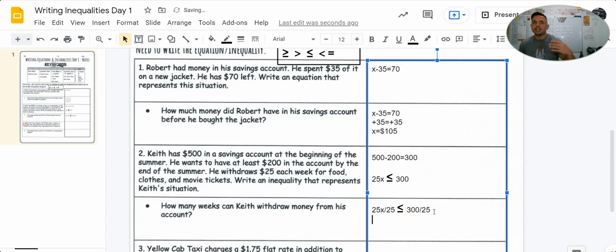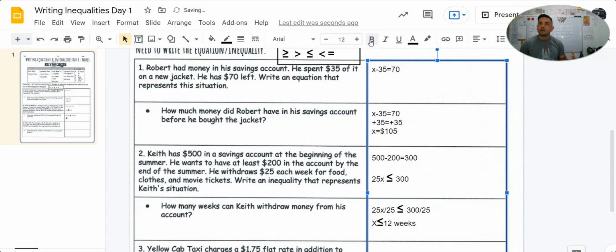And then when we do that, 25 goes into 25 one time. So I have 1x. I have my symbol right here. It comes down. I did not divide or multiply by a negative number. Therefore, I'm not going to have a switching in direction of the symbol, because remember we learned that last week as well. And then I'm going to have 300 divided by 25, which is 12. 12 weeks. Because we need to assign a unit.